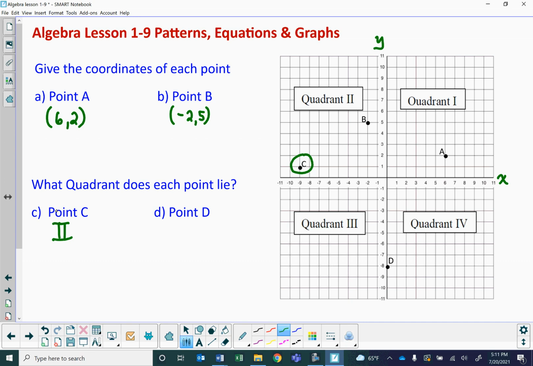Then we look for point D. Point D is here. Point D is not in quadrant 3 and not in quadrant 4. In fact, it's on the boundary line between quadrant 3 and quadrant 4. So we don't say it's in quadrant 3 and we don't say it's in quadrant 4. We actually say which axis it lies on. It happens to land on the y-axis, so this is on the y-axis. Because something cannot be in 2 quadrants simultaneously. It could be on the boundary line between the 2 quadrants, which would be one of the 2 axes, but it can't be in quadrant 3 and quadrant 4 at the same time.